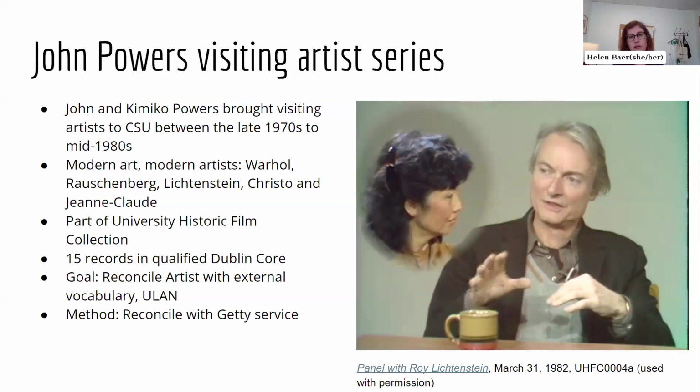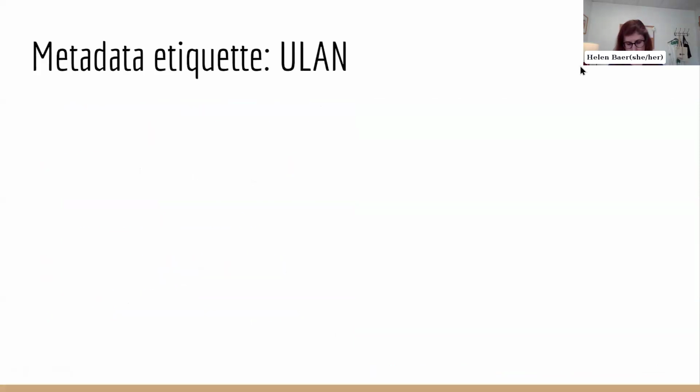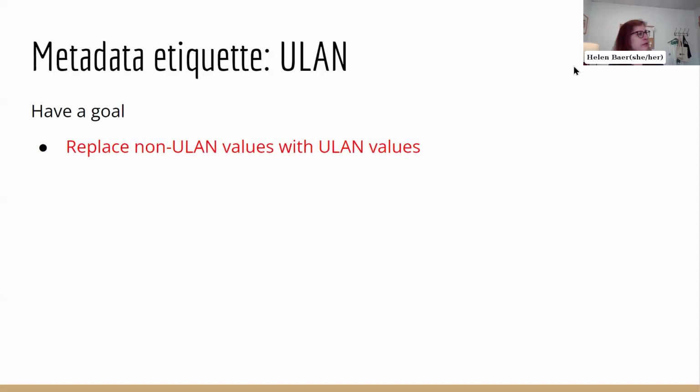And as I said, this is going to be a small data set. We're going to look at 15 records today that are in qualified Dublin Core. Our goal is to reconcile the artist field with an external vocabulary, in this case the Union List of Artist Names, which is a Getty vocabulary. And the method is going to be to use that Getty service that we have seen exists. So if we want to take this nice and slow, we're going to look for non-ULAN values, and we're going to say, nope, we don't want those. We want the good ones that the Getty has provided.